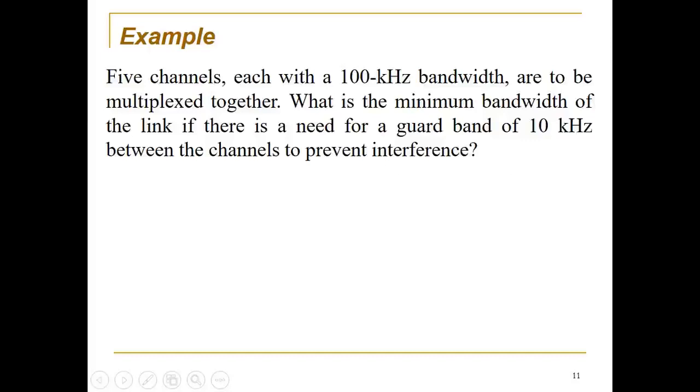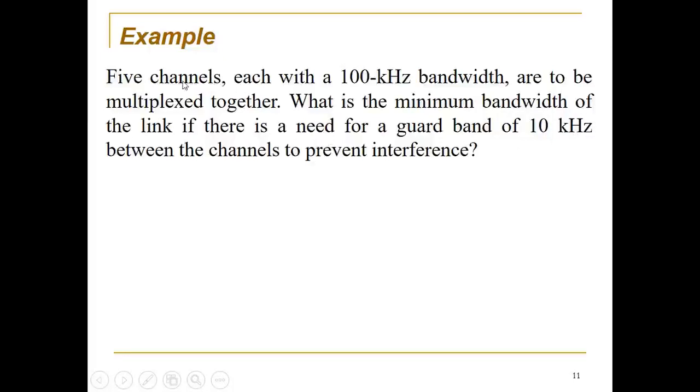So in this question, we're looking at five channels, each having 100 kilohertz bandwidth. If we were to introduce a 10 kilohertz guard band between them, the question is how many are needed, or what is the minimum bandwidth of the link if there is a need for a guard band of 10 kilohertz between the channels? So we're looking at the total bandwidth that's going to be occupied. What's the minimum bandwidth required to address these five channels of 100 kilohertz with 10 kilohertz guard band?